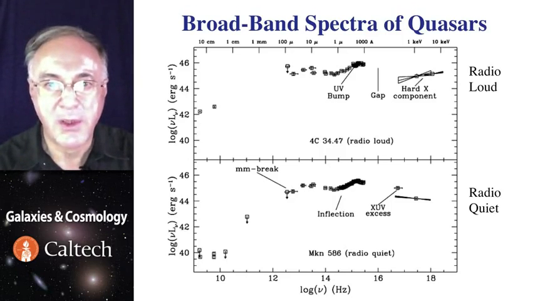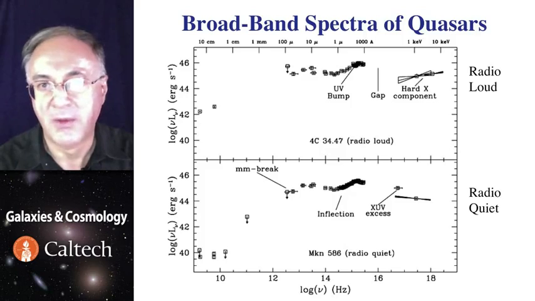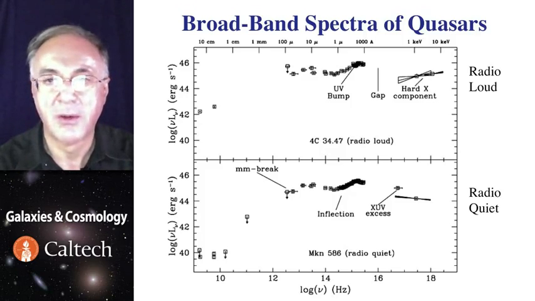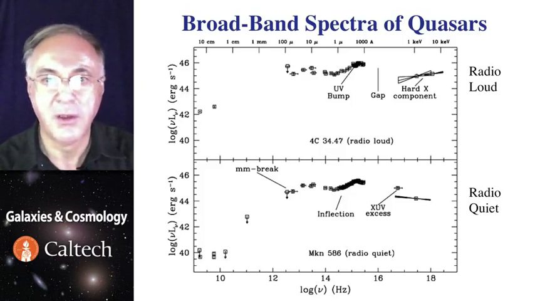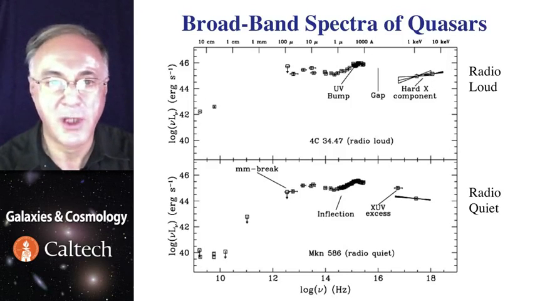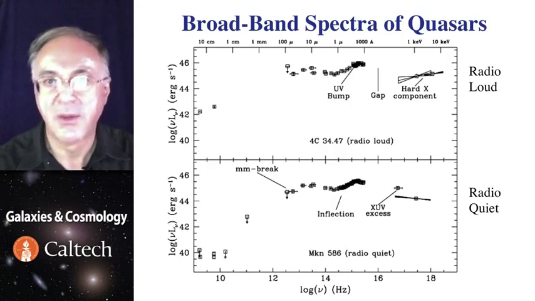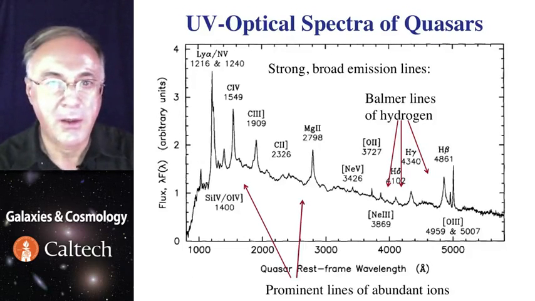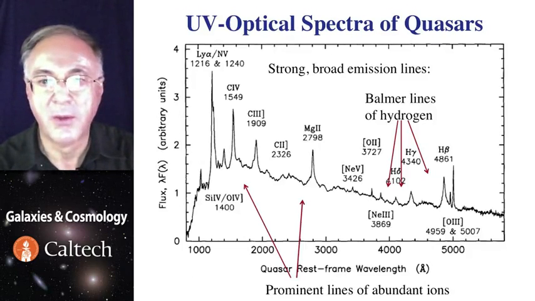Some different components are labeled here. They come from different sources of emission. Some are thermal from, say, hot accretion disk. Some are non-thermal from synchrotron electrons or from the jet. We will talk about those in more detail later. And this is what a typical quasar spectrum looks like.